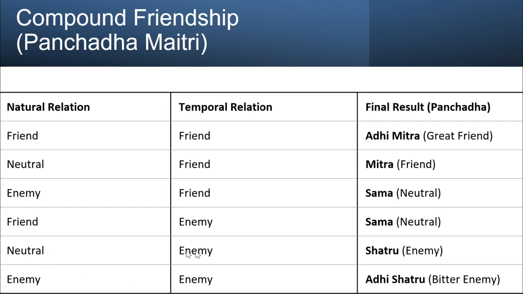But neutral plus enemy, because there is no friendship element, it was neutral here and enemy here, so that means it is an enemy. But if both sides are enemy, that means very bitter enemy. This is a very difficult condition. If two planets are bitter enemies, then they will not do good for each other.